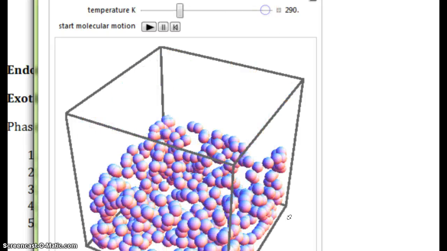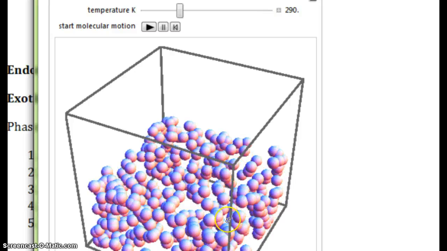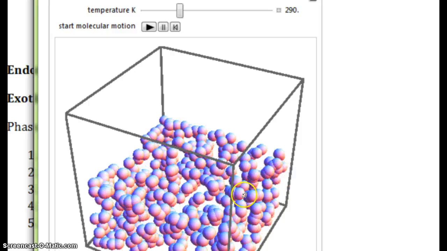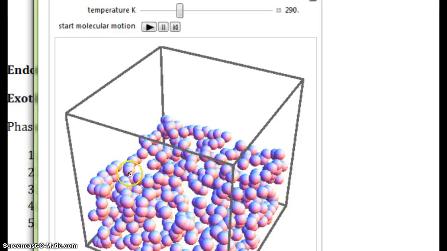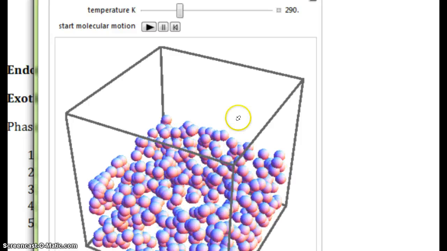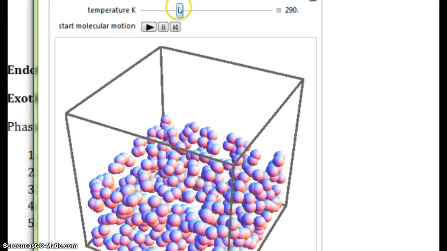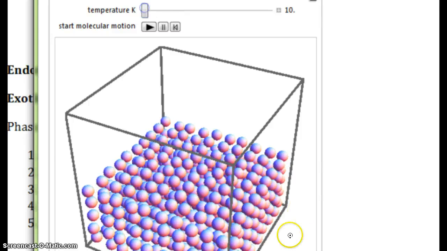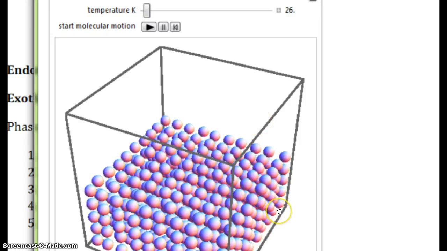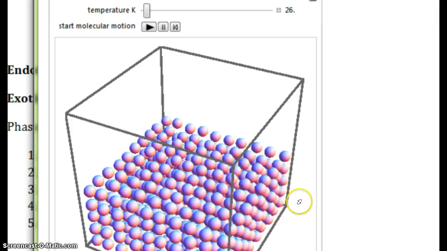Liquids also, oh, there we go, it stopped moving on me. Liquids also can ooze or flow, but they only take up a certain amount of volume. They don't spread out and take up the whole box. And then, of course, solids are still moving. There we go. They're still moving. They're packed in nice and tight. And so, again, the molecular difference between solids, liquids, and gases.